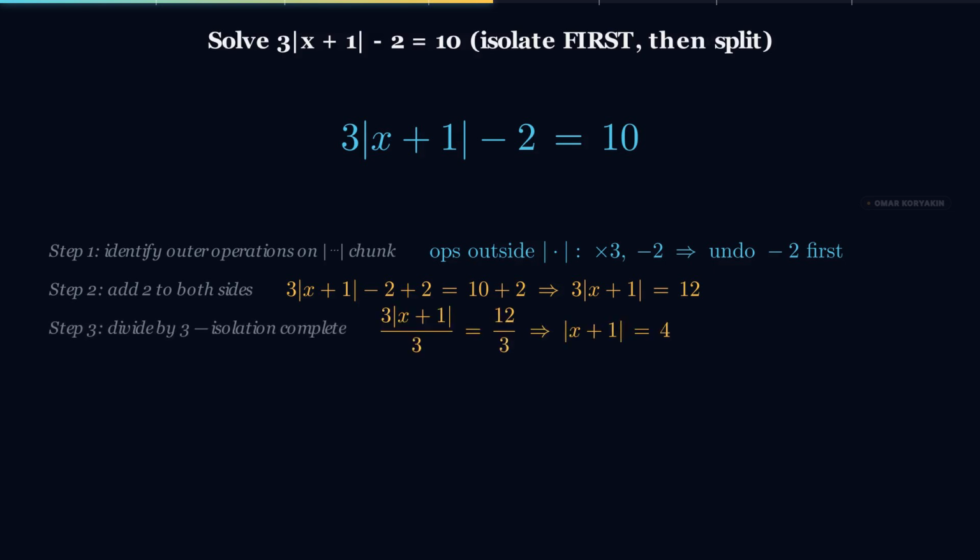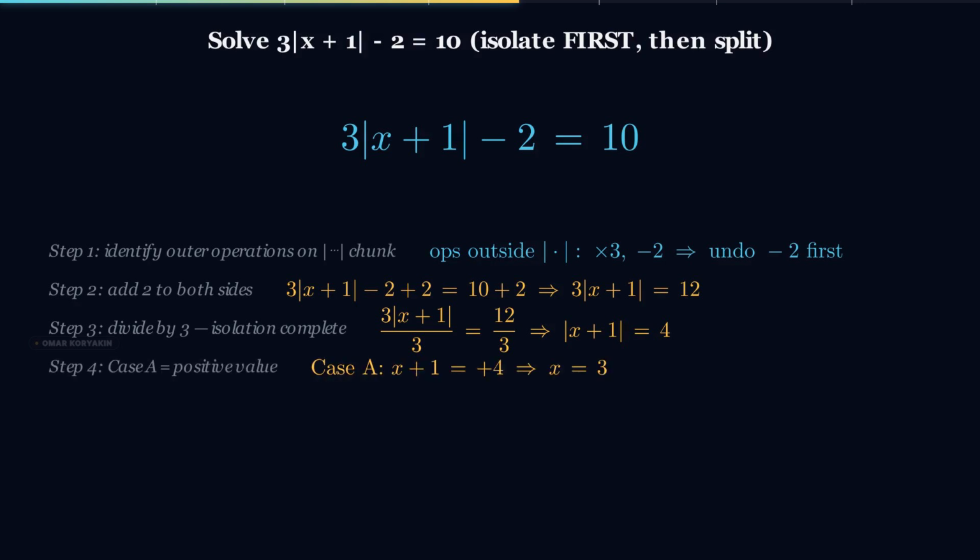Step 3. Divide both sides by 3 to undo the multiplication. The left side becomes 3 times the absolute value chunk divided by 3, which simplifies to absolute value of x plus 1. The right side becomes 12 divided by 3, which equals 4. The equation is now absolute value of x plus 1 equals 4. The absolute value is fully isolated and the right side is the positive number 4, so the case split can proceed.